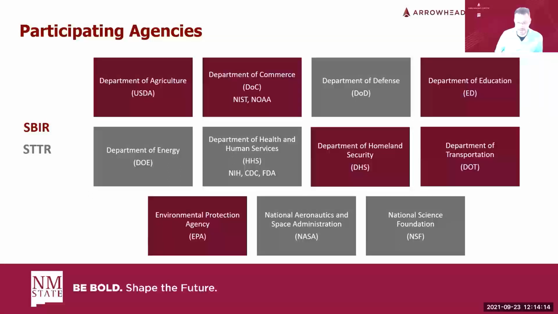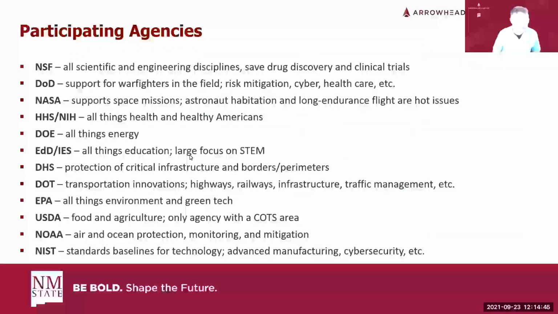Now for STTR, because it is a little bit more focused on establishing that idea, that ground truth, it's a lot more towards basic research. Only 5 of the agencies, which are the largest agencies, participate in that. But it's not really about thinking about the agencies when you look at whether you want to do an SBIR or STTR. It's about looking at what their focus is. What do they want to do? How do they want people to move forward? And it's important to keep those in mind as you're looking at that.